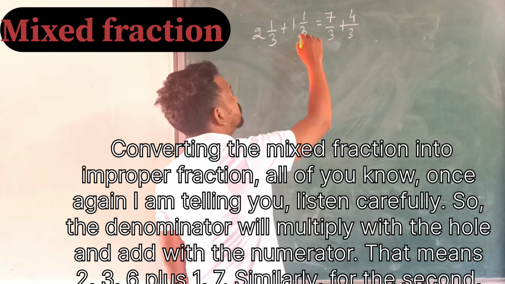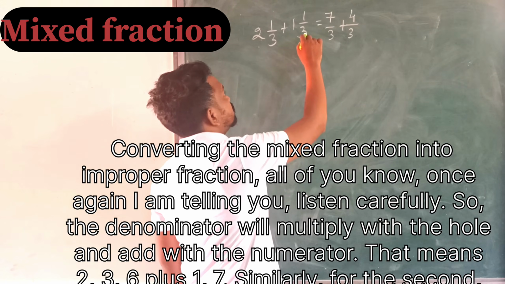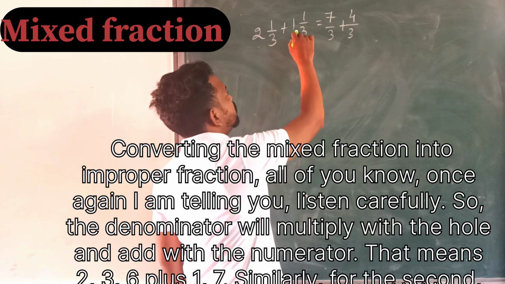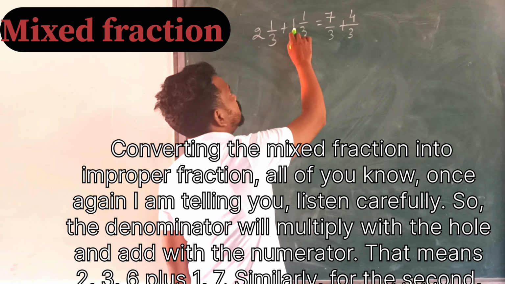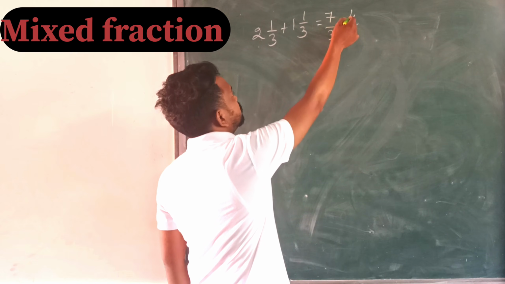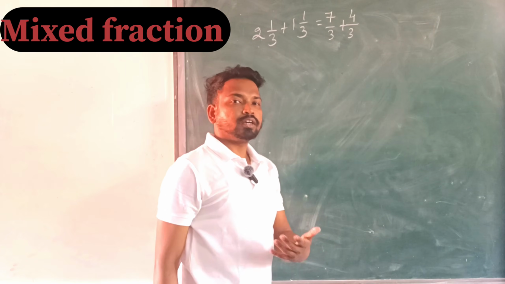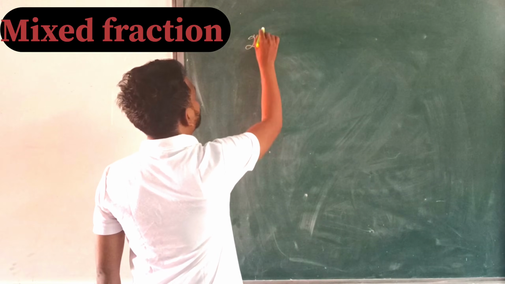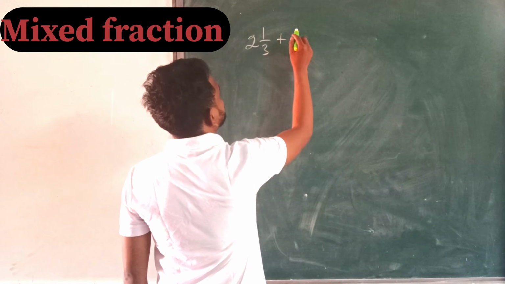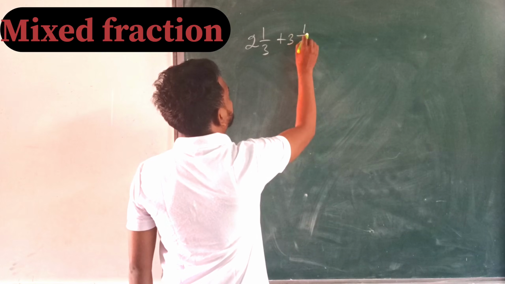Similarly for the second one, the denominator 3 will multiply with the whole, that is 3 1s are 3 plus 1, that means 4 by 3. Now my denominators are the same, so I know how to add like fractions. 2 whole 1 by 3 plus 3 whole 1 by 3.